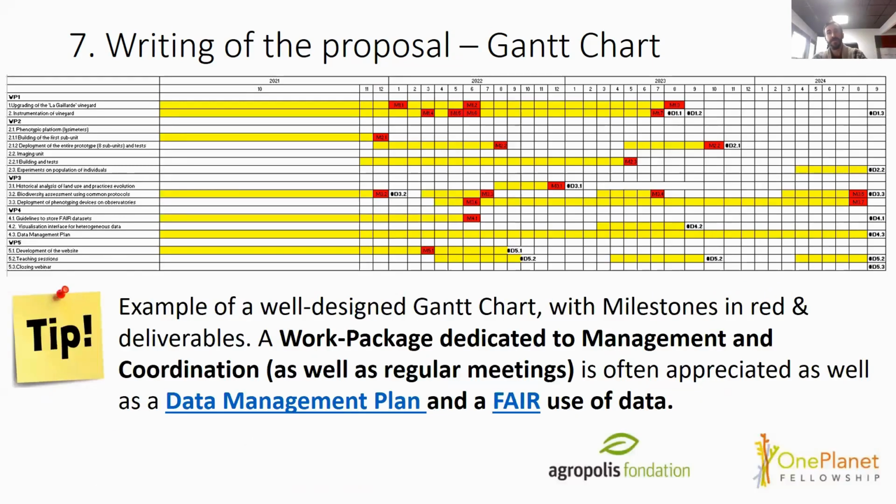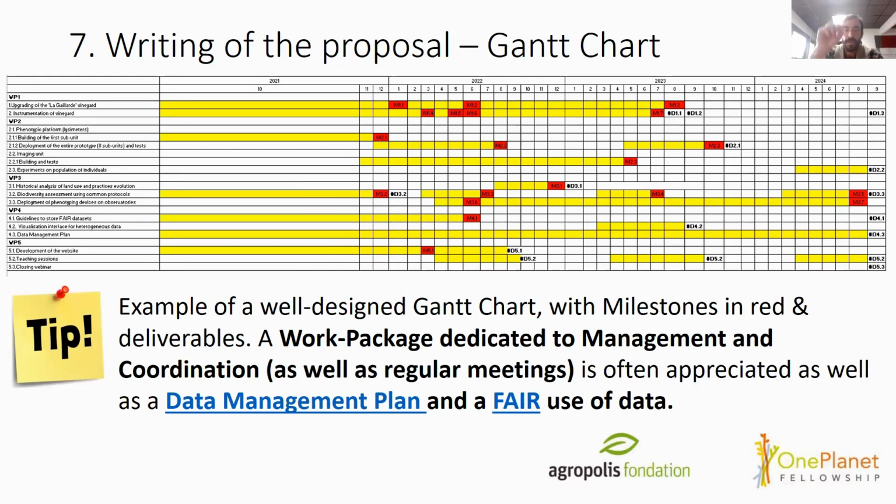For example, here, sorry about the size, but here you can see a really well-written Gantt chart where you can see work package 1, work package 2, work package 3 with the months, and for each work package clear milestones and deliverables. Then also for big projects or even for small projects, a work package dedicated to management and coordination is often really appreciated.